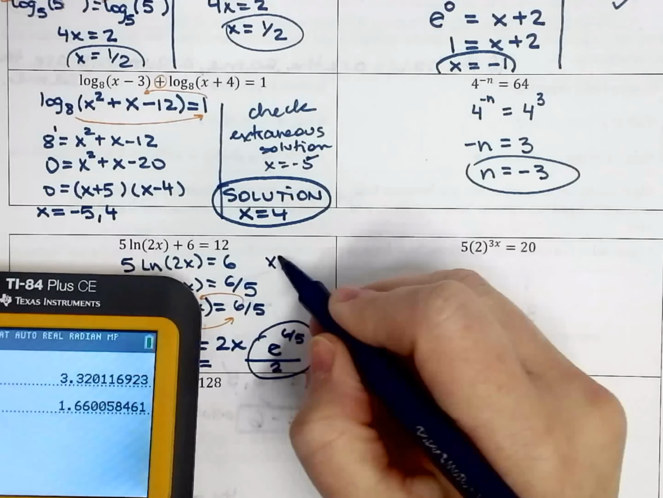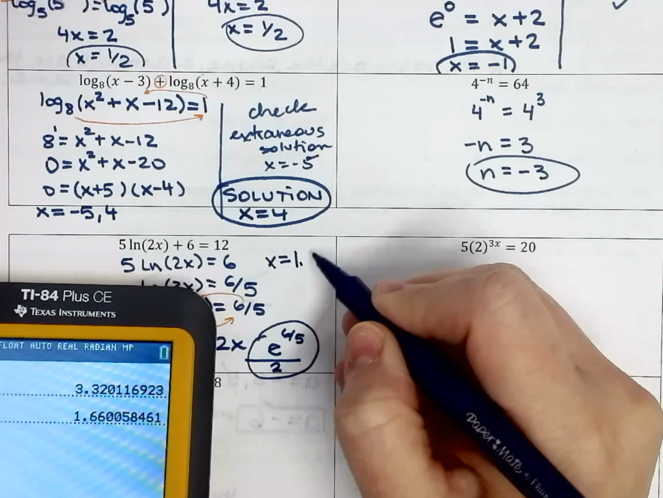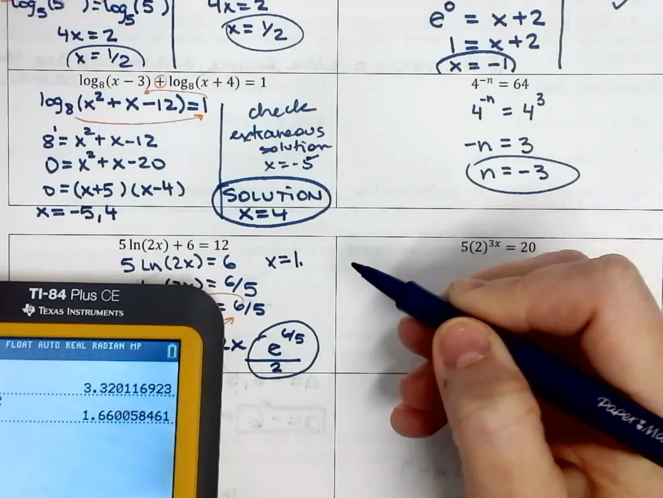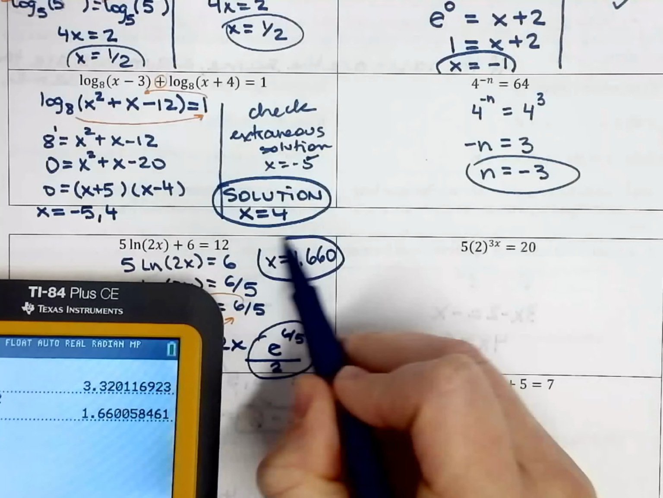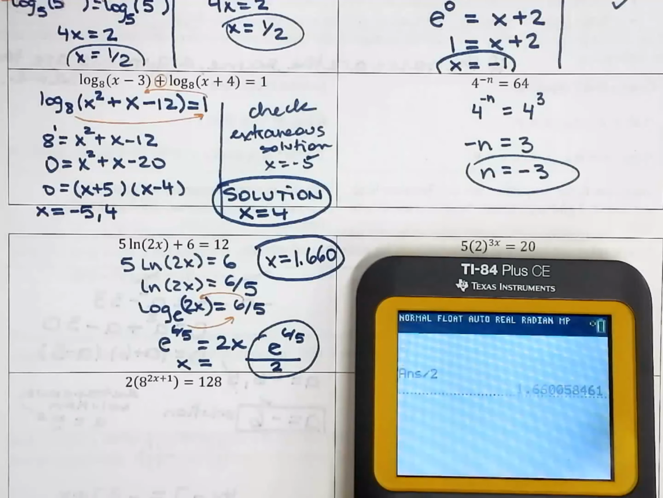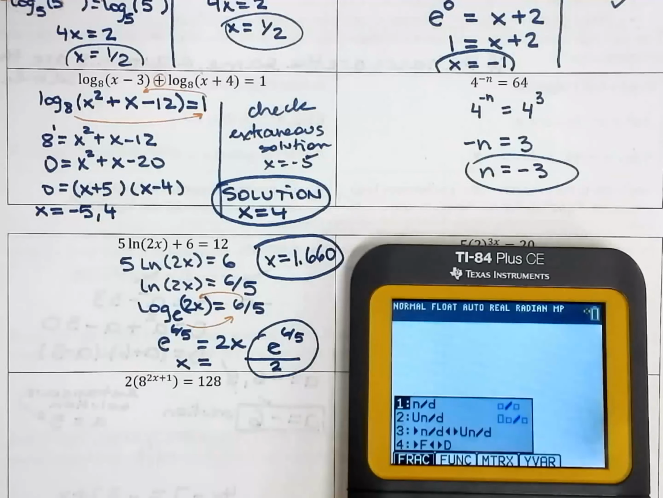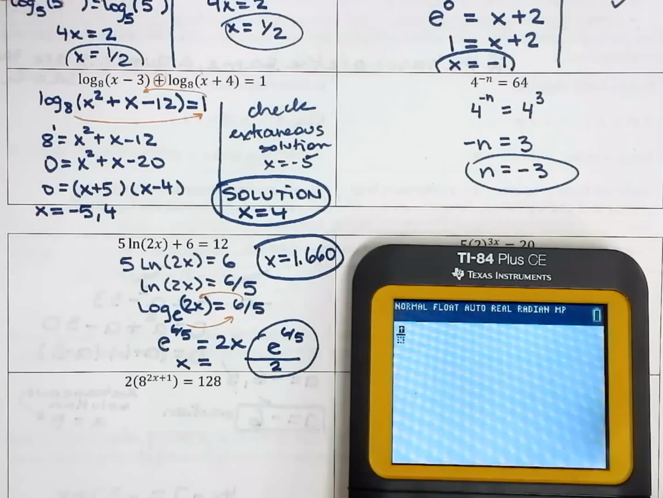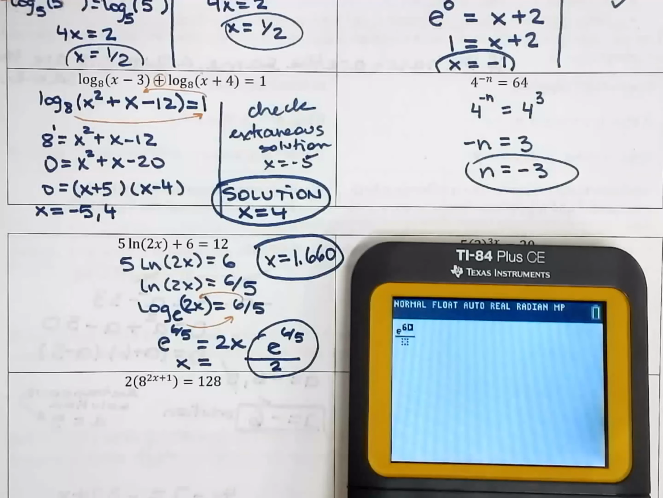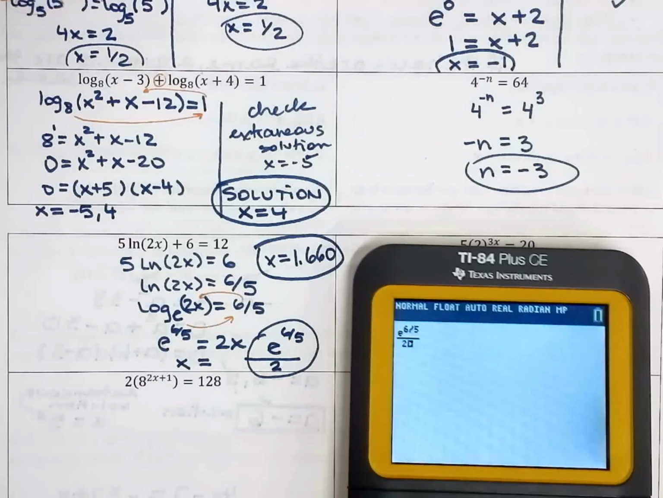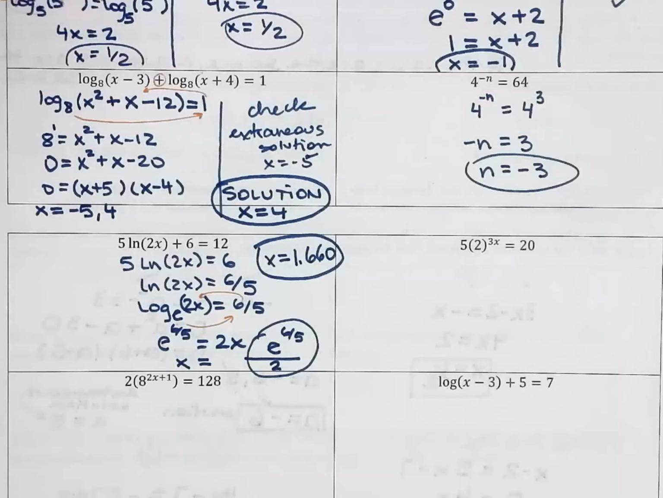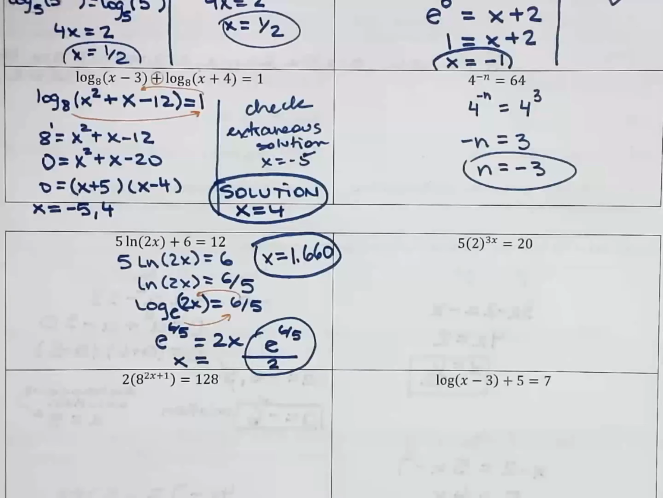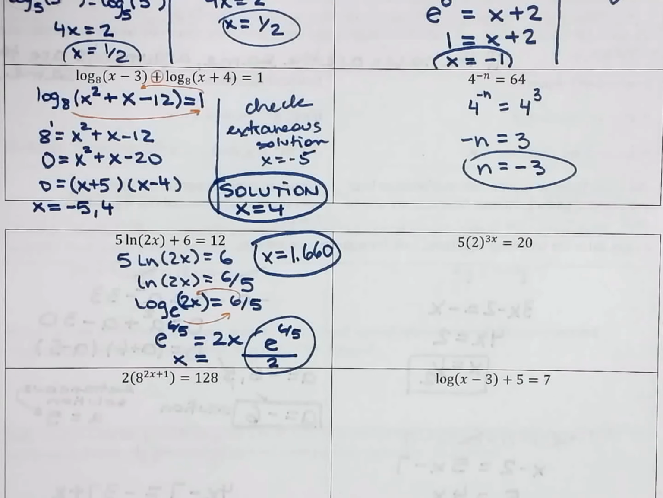So x is about 1 point, let's do 3 decimal places, 660. The other way you can plug this in is e to the power of 6 over 5 over 2. And that will give you the same answer. I'll make another video for the rest of this page.